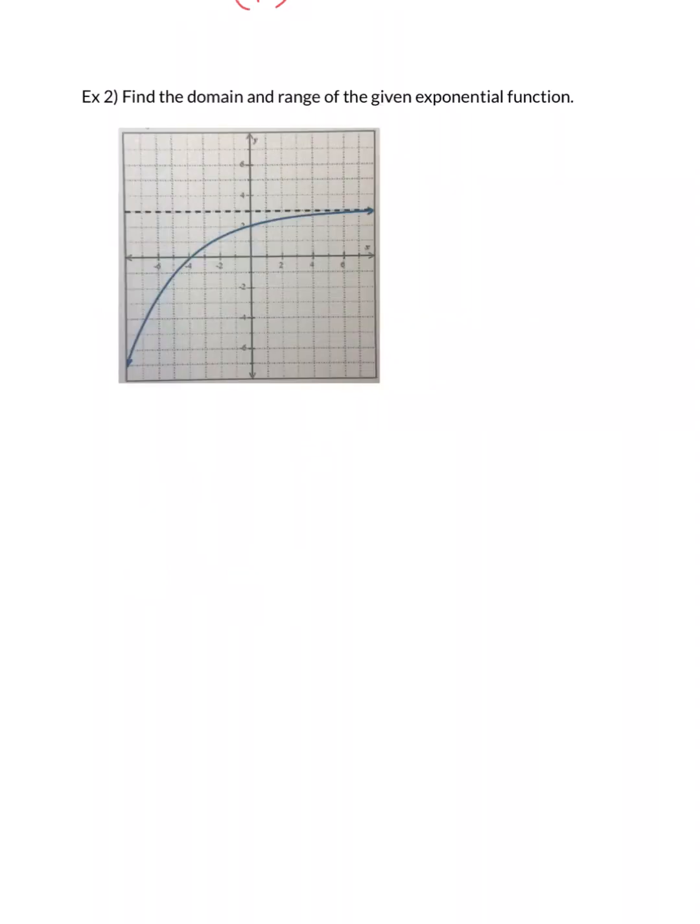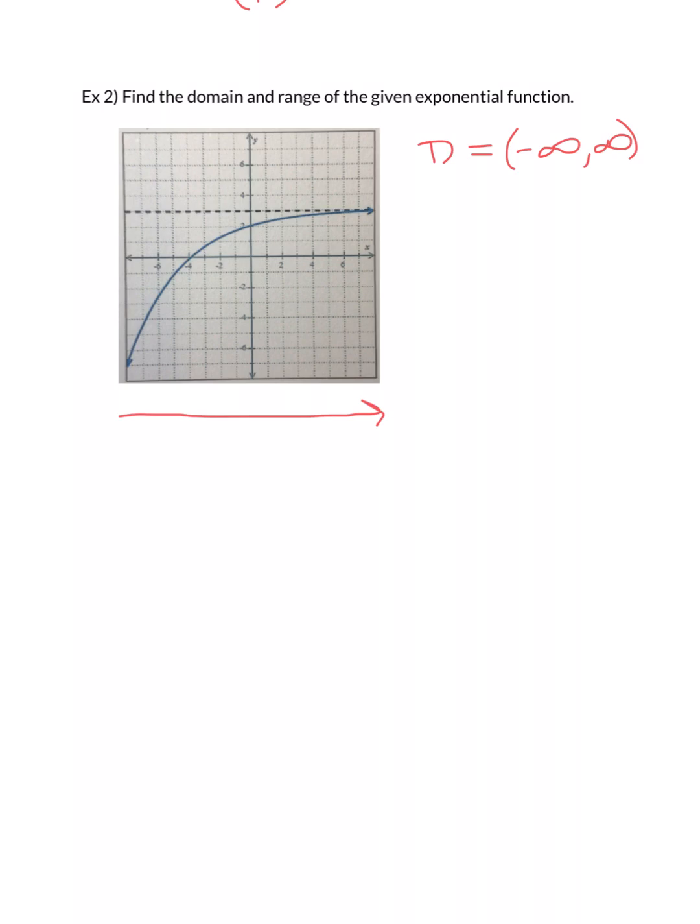Next, we're going to talk about domain and range for exponential functions. We are given the graph of an exponential function and being asked to find domain and range. So remember that domain is left to right. As we move from left to right, what's happening? Well, we've got an arrow on the left end and an arrow on the right end telling us that this thing goes left and right forever. So it's all real numbers, which we write as -infinity to infinity.